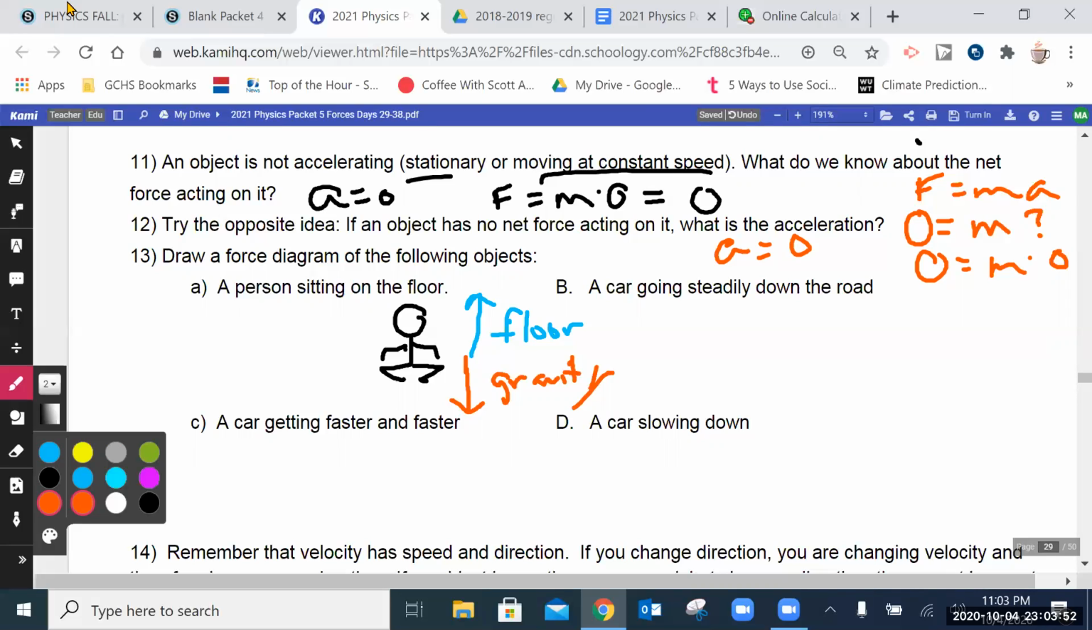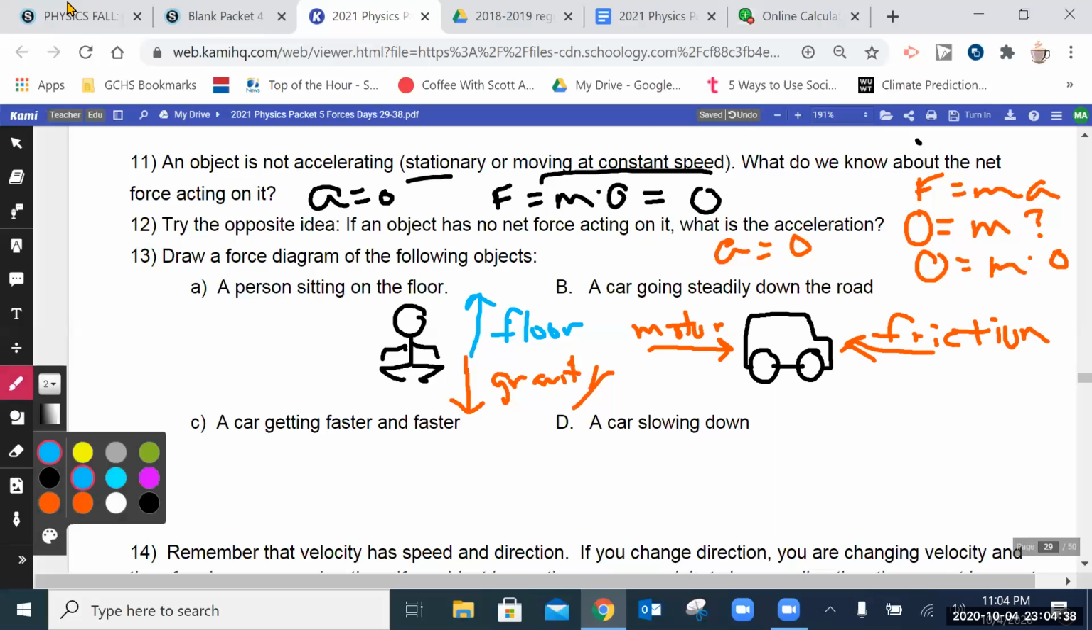Okay, letter B, a car going steadily down the road. So there's a car and it's moving to the right. We know there are lots of forces acting on this thing. There's the force of the motor going forward. But there'll be the force of friction pushing back. Since the car is not speeding up or slowing down, that means that these two forces have got to be equal and opposite. And so I draw them the same length.